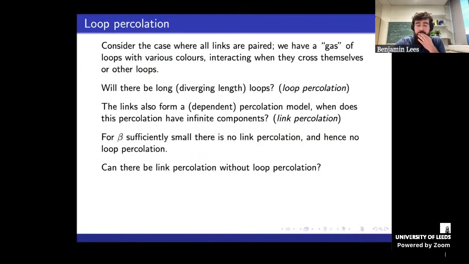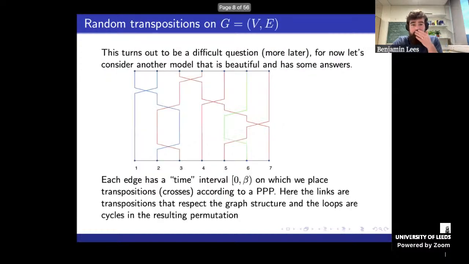But perhaps there could be link percolation without loop percolation. So we have infinite components of edges that carry at least 1 link, but they all contain just very small loops that are broken up as we go, and there's no way to trace a single long loop through this infinite link cluster. It turns out to be very hard to answer this question, and depending on whether I have time or not, I'll return to this model later.